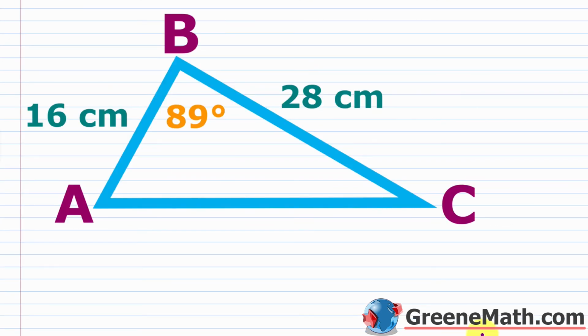All right, let's look at another example with side angle side. I'll go faster on this one. Basically here you have a side C that's 16 centimeters. You have an angle B that's 89 degrees, and you have a side A that's 28 centimeters. So let's say C is 16 centimeters.